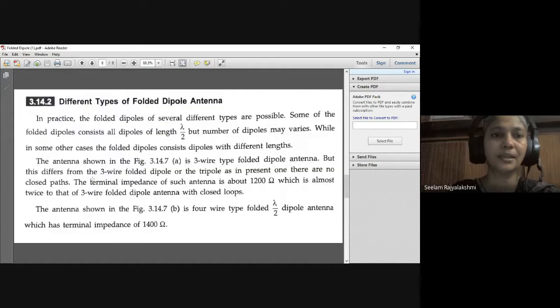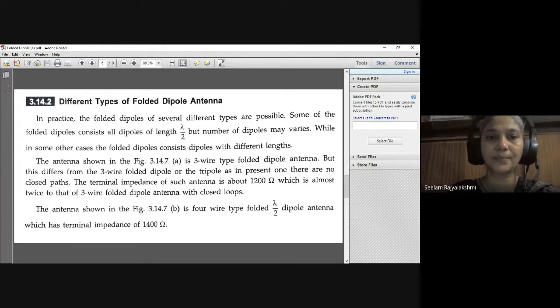So we can see different types of folded dipole antennas we have. So folded dipoles of several types are possible. Some of the folded dipoles consist of the dipoles of length lambda by 2. Already we have seen in dipole or tripole. But the number of dipoles may vary.